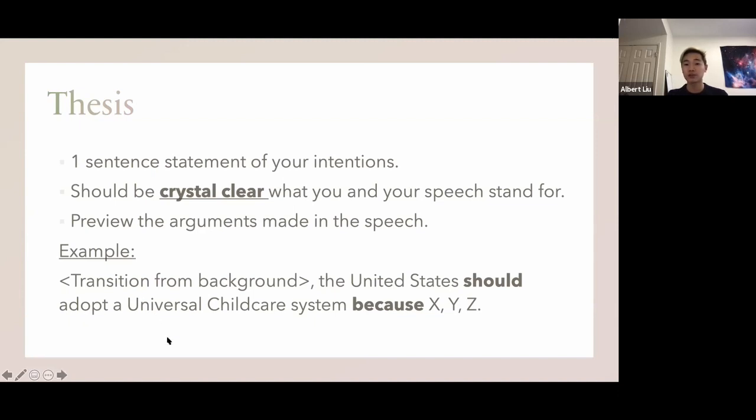And so the example thesis that we give, and there should be a transition from the background, is that the United States should adopt a universal child health care system because of X, Y, and Z. And so the transition from the background is usually because whatever your background stated, the United States should. Because X, Y, and Z are previews of your arguments. So they should be like 5 through 10 words about or summations of what your speech and your body contains.